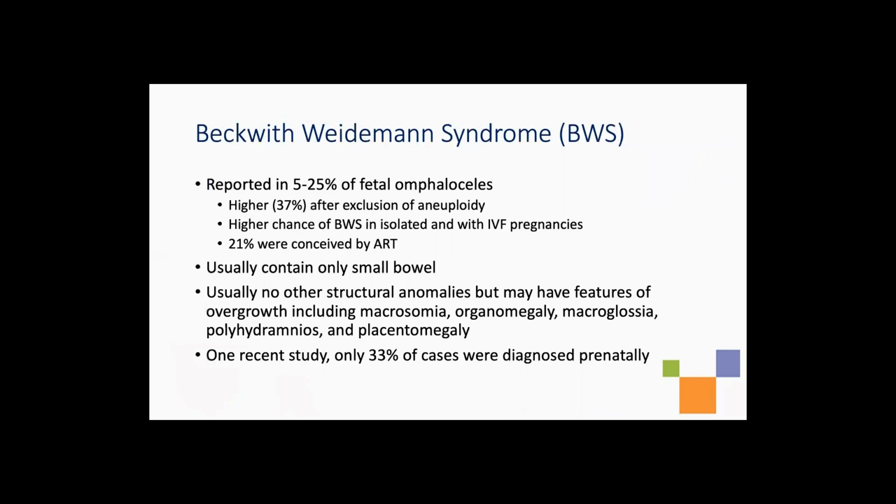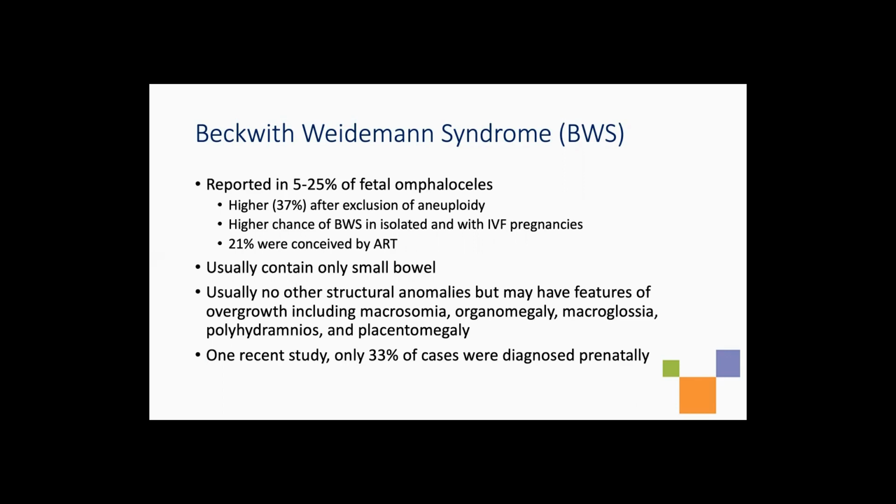So while trisomy 18 is the most common genetic disorder associated with omphalocele, Beckwith syndrome is probably next. And this is particularly true once aneuploidy has been excluded and in isolated cases in which there are not other structural abnormalities. It's been reported that Beckwith syndrome occurs in as many as a third after exclusion of aneuploidy. And again, Beckwith is more common with isolated cases and in IVF pregnancies. I'll talk a little bit more about that later. And in some reports, as many as 20% were conceived by ART.